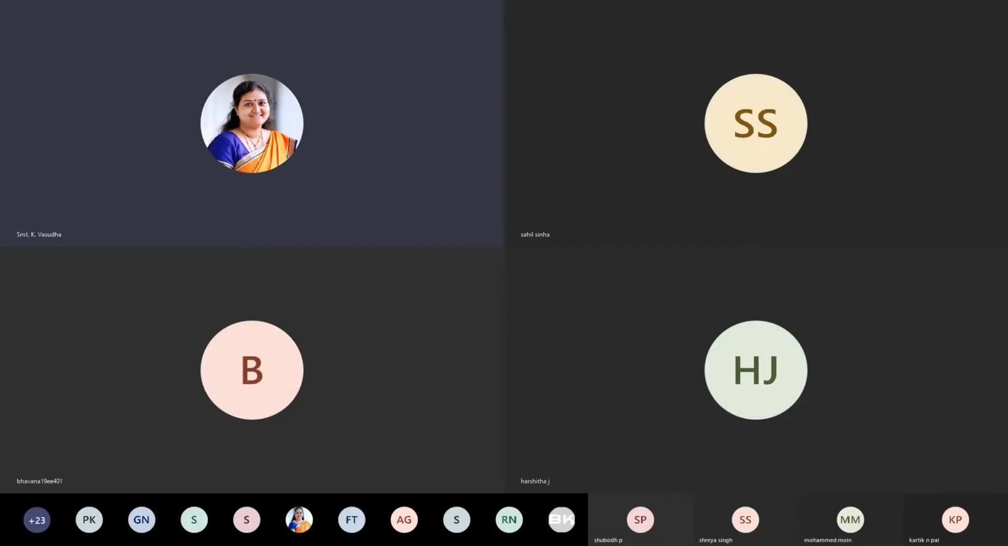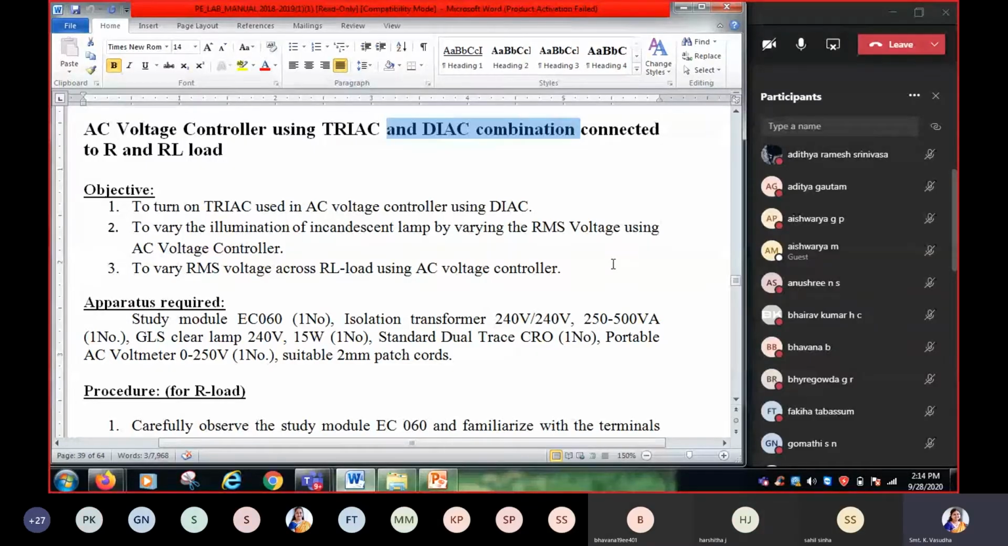Gate is the control terminal. So what we are doing in this experiment is we are constructing an AC voltage controller using triac, and the control signal to triac is generated using a device called diac. Is diac a control device or uncontrolled device?